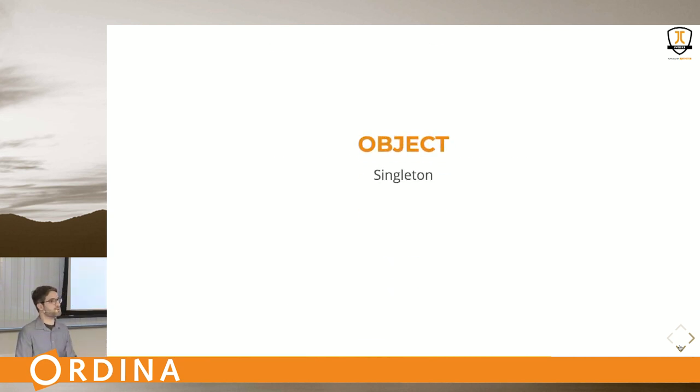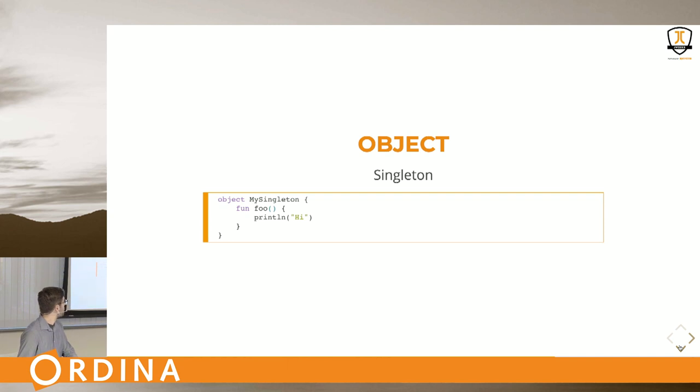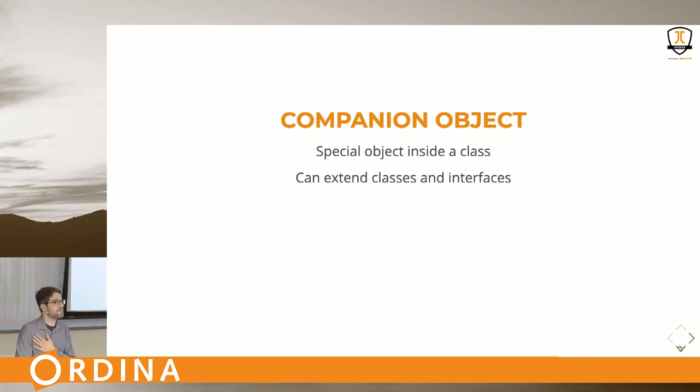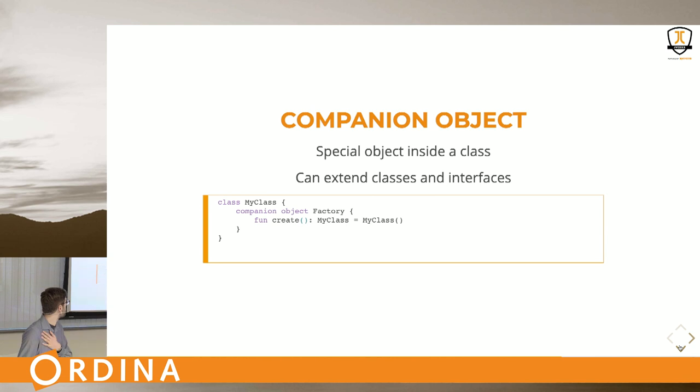Object is basically the solution for a singleton, which we always have to look up to make sure it's synchronized and it's safe and everything. Here you just say object, which basically means you define a class and you want to create one instance of it. So in this case, you have just one object of my singleton. You also have companion object for use inside a class. And you can extend classes and interfaces from it. And this is mostly used for factories, like so. And then you can call it just class create.